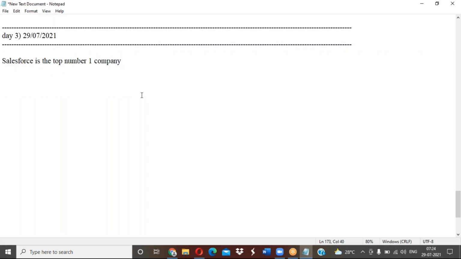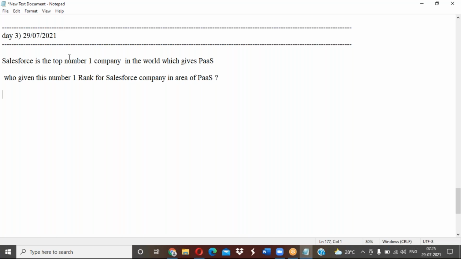Salesforce is the top number one company in the world, which gives platform as a service, PaaS. Understand all of you. Now my question is, who gave this number one rank to the Salesforce company in the area of PaaS? Does everyone understand my question clearly?